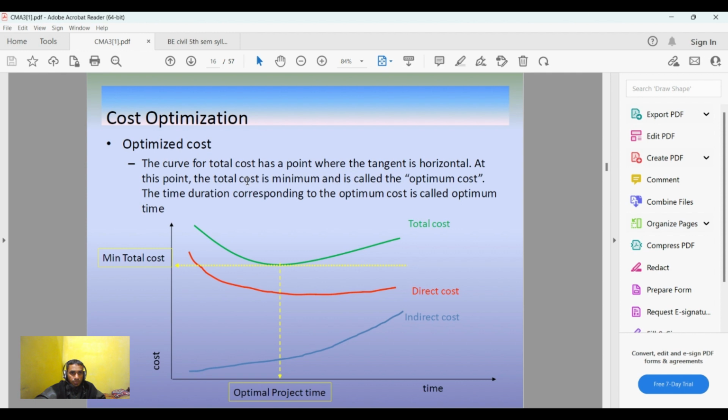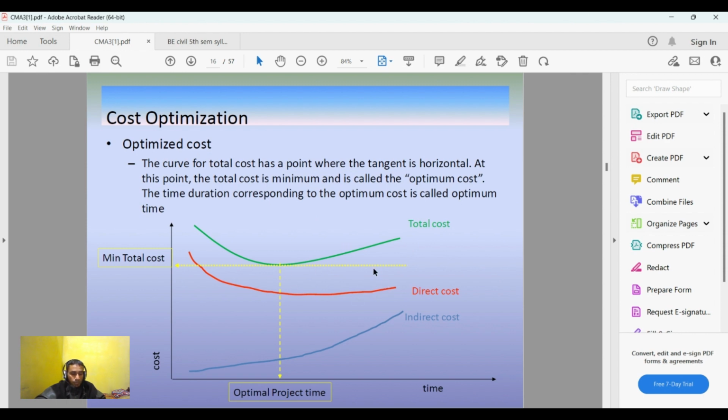Okay. Cost optimization is the process of decreasing the cost and trying to take the least possible time in order to complete the project. So optimum cost, now you see, if you plot the curve for total cost versus the time, then at one particular point the tangent drawn would be horizontal. So you can see here the tangent is horizontal, and the total cost is minimum here, minimum total cost, and this cost is known as optimum cost.